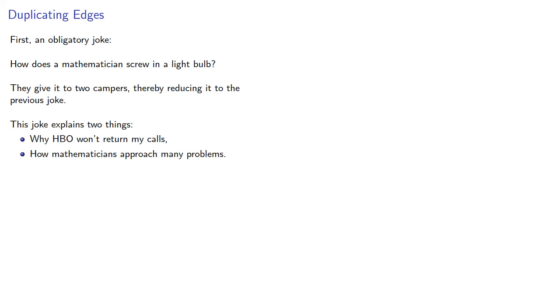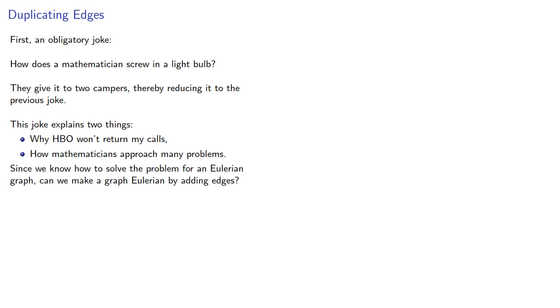First, an obligatory joke. How does a mathematician screw in a light bulb? They give it to two campers, thereby reducing it to the previous joke. This joke explains two things: why HBO won't return my calls, and how mathematicians approach many problems.